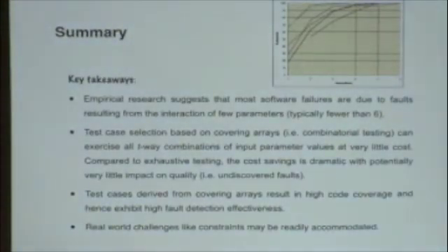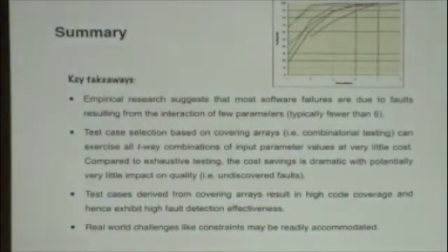And so here are some takeaways. I touched on the first one. Empirical research suggests that most software failures are due to faults resulting from the interaction of few parameters, typically fewer than 6. The NIST guys have written several papers on this. So test case selection based on covering arrays. The term combinatorial testing is a phrase that you will see. They're talking about the same thing. It can exercise all T-way combinations at very little cost. Compared to exhaustive testing, the cost savings is dramatic with potentially very little impact on quality. So you're giving something up. But as Dan pointed out, for foo, the probability that a failure is due to 4 is perhaps very low. Okay.